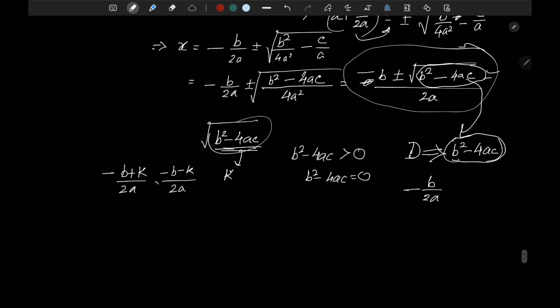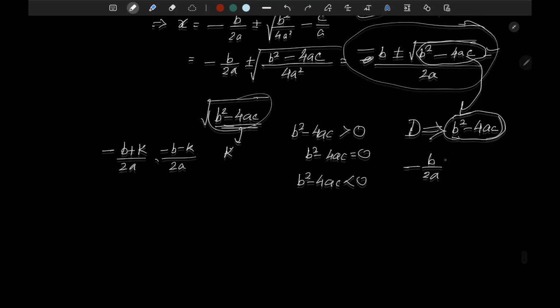The root will be minus b by 2a. And when your b square minus 4ac is less than 0, that means within the square root term we have a negative number, then the nature of the roots becomes imaginary.